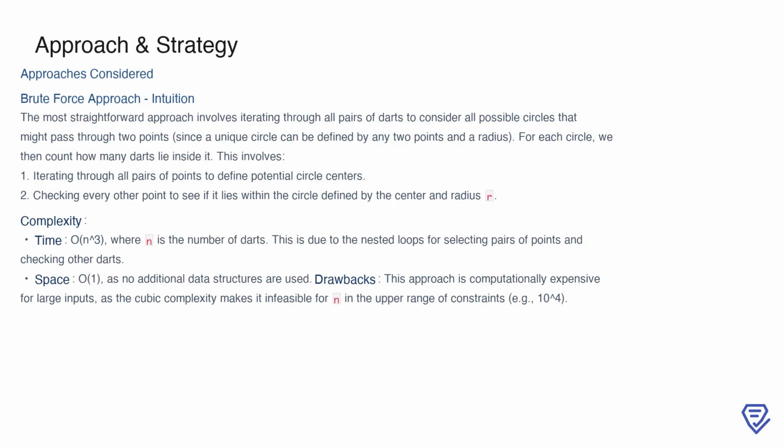This results in a time complexity of n cubed, where n is the total number of darts. While the space complexity is minimal at O(1), the cubic time complexity makes this approach impractical for large inputs, especially when n is in the range of 10 to the power of 4. The computational cost grows rapidly, making this solution infeasible for larger datasets.